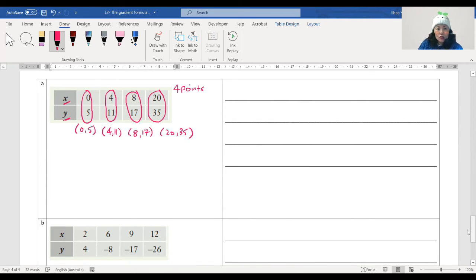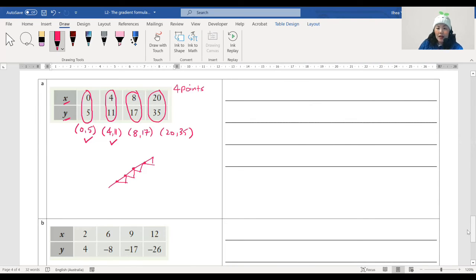I'm going to choose the first one and the second one. Why? Because I want smaller values, so it's easier to calculate. You can choose any, it doesn't really matter, gradients are the same. All these 4 points are on the line, so they're all going to have the same gradient, okay? Because if I do that, I'm going to have the same rise over run.